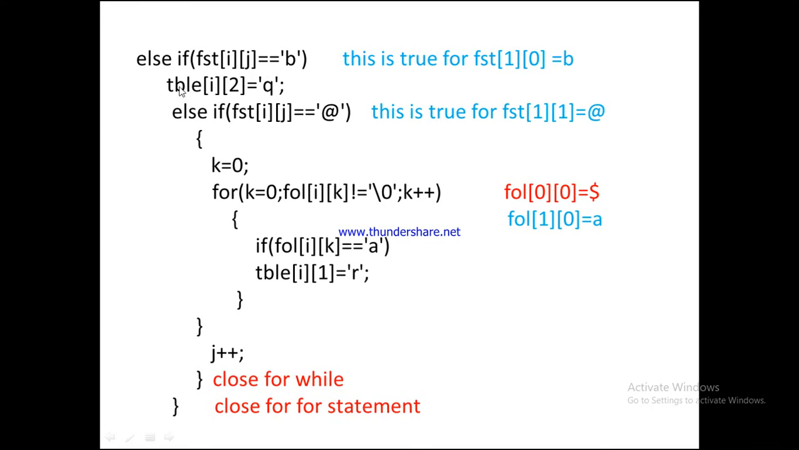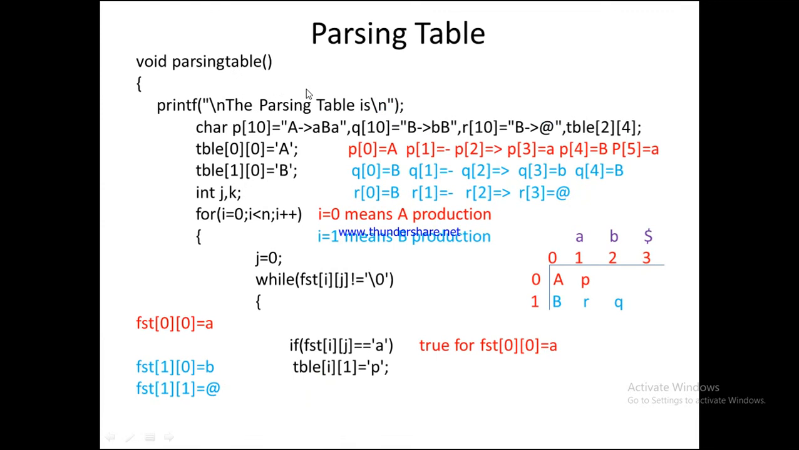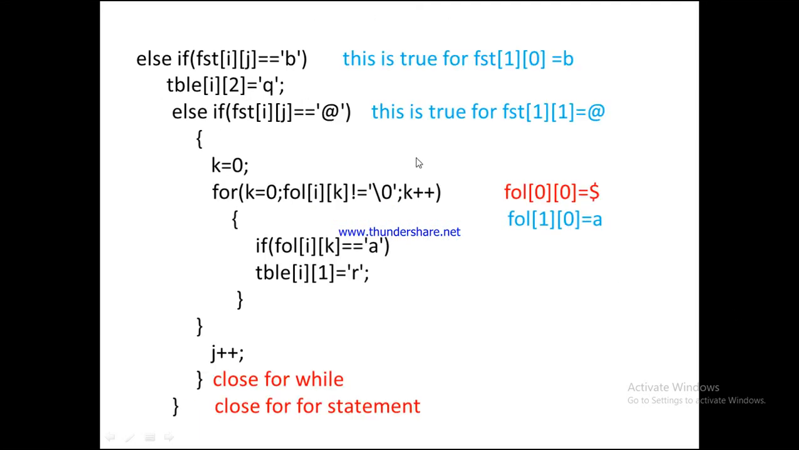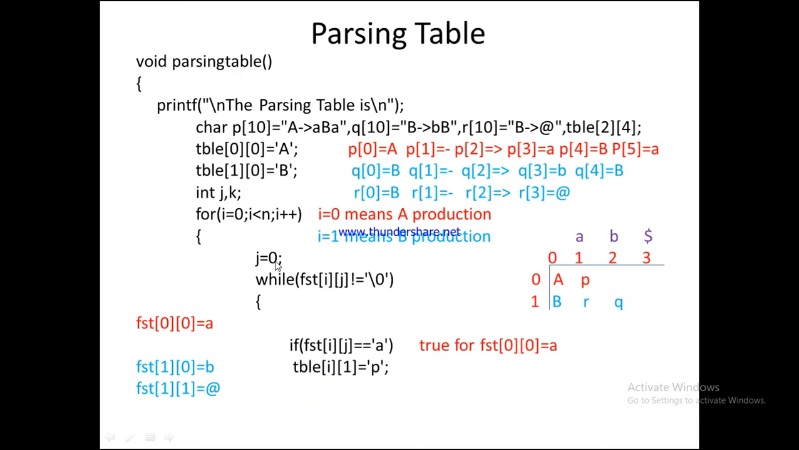If this is true, what am I entering in the table? So table of 1 2, the I value is 1, no? So 1 2 is equal to Q. I am entering the value 1 2 is equal to Q. Then the rest of the else conditions will become false. Now the J value will be incremented again. Now what is the J value? 1. The I value is 1. Now again I will come to the while, 1 1.